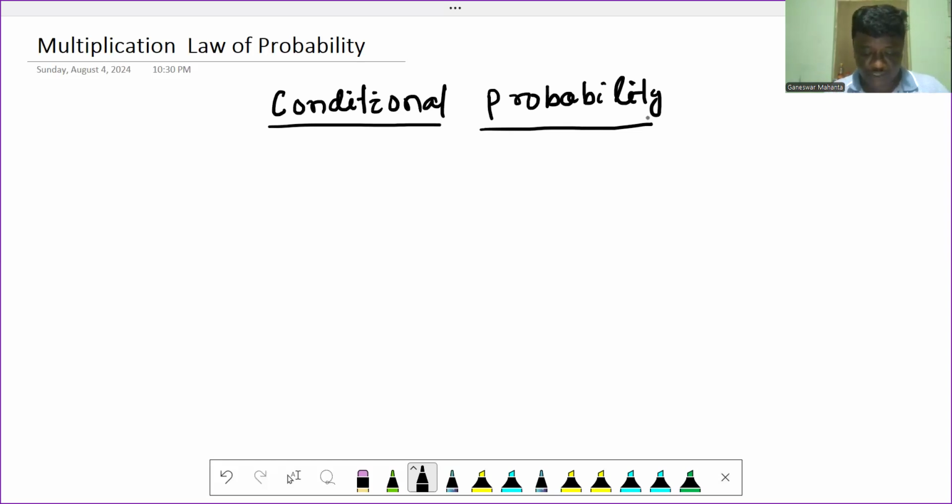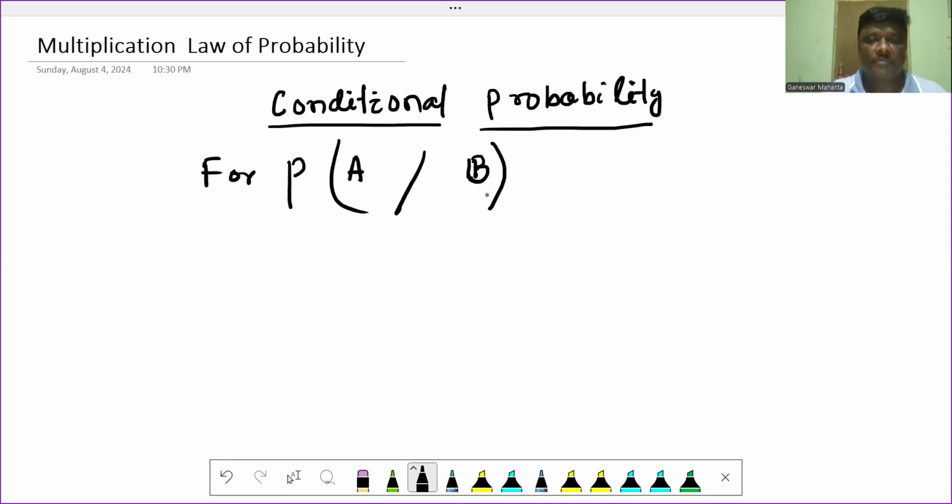For two events, one event is A and another event is B. Just see here. When a condition is applied, this is the symbol of condition, and taking the probability symbol, this is P(A/B). That is represented as conditional probability.